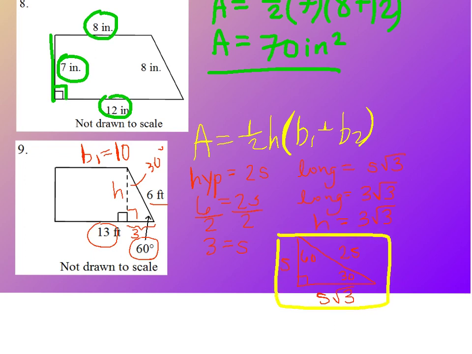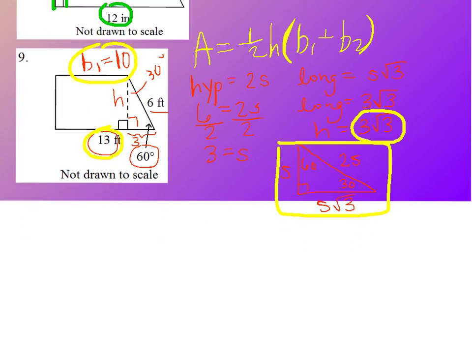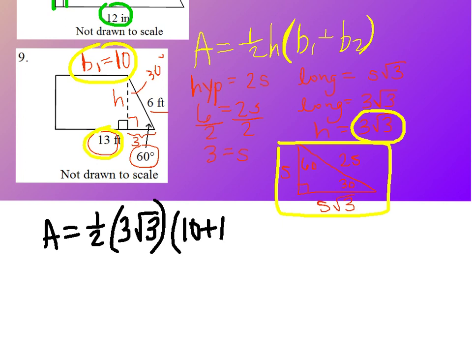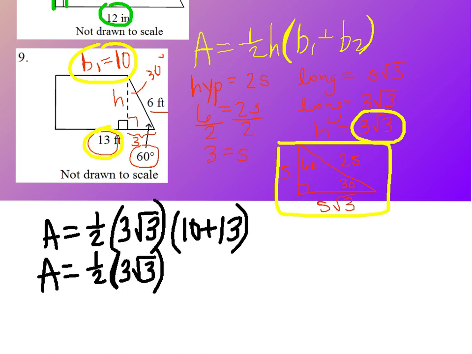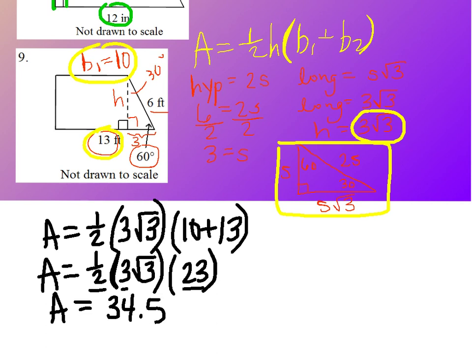So now I have everything that I need. I have base 1, I have base 2, and now this is my height. And I'm just going to plug all this in. So area is equal to half the height, 3 square roots of 3, times base 1, 10, plus base 2, 13. Alright, so area is equal to 1/2, 3 square roots of 3, 10 plus 13 is 23. So area is equal to 1/2 times 3 times 23, and I get 34.5 times the square root of 3, and this is all feet squared.